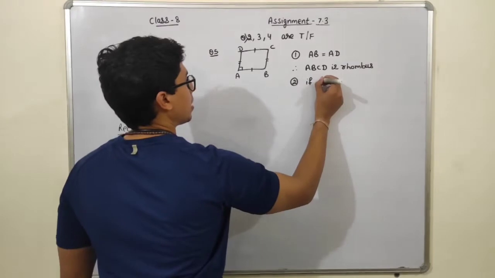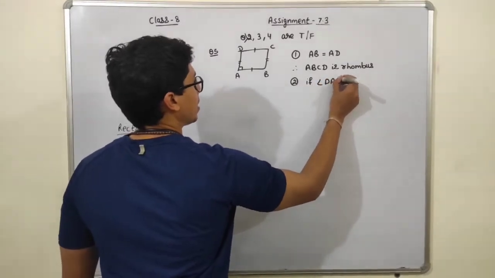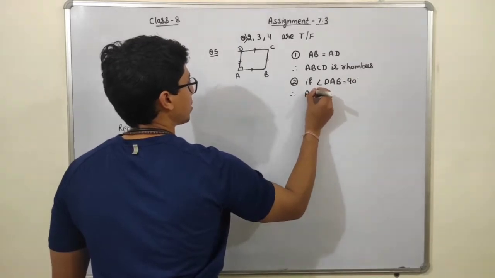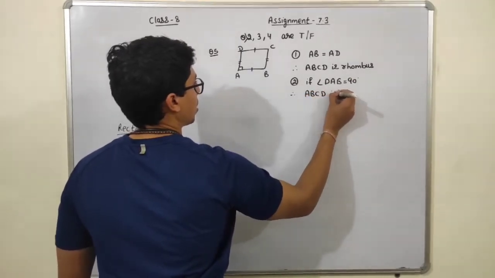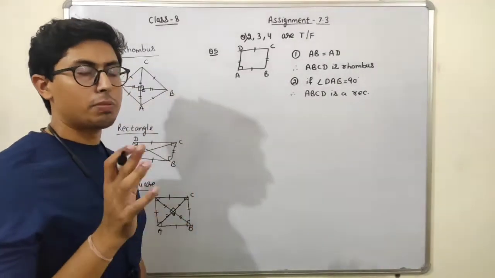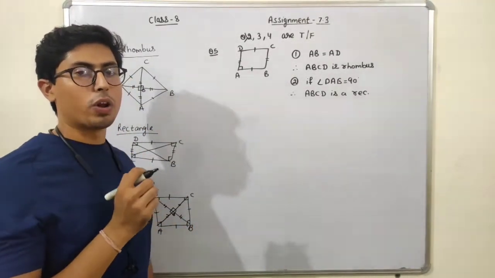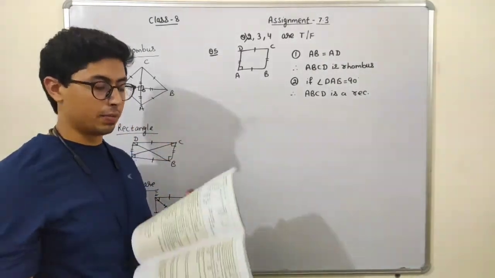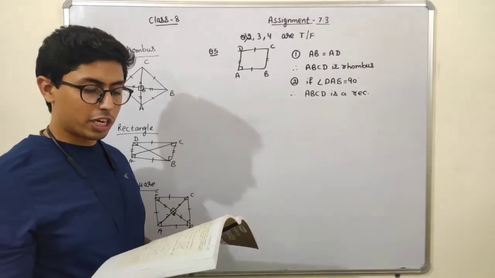If angle DAB is 90 degrees, therefore ABCD is a rectangle. Okay, students, just remember the property that if in a parallelogram one angle is 90 degrees, then that figure must be a rectangle. So moving forward to the third part, students.